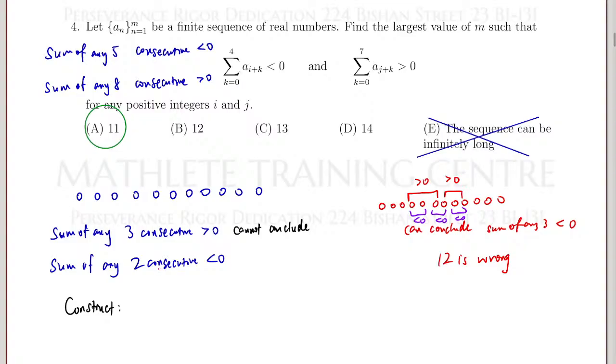We just need these two to be true. So for example, for 2 consecutive, I need to choose maybe one less than 0 and one bigger than 0. And for 3 consecutive, maybe I choose 2 of them bigger than 0.